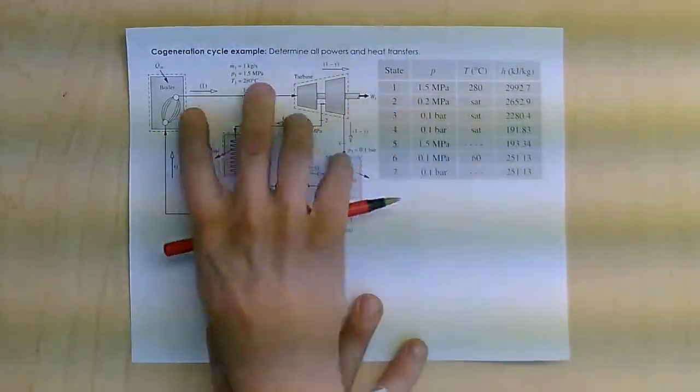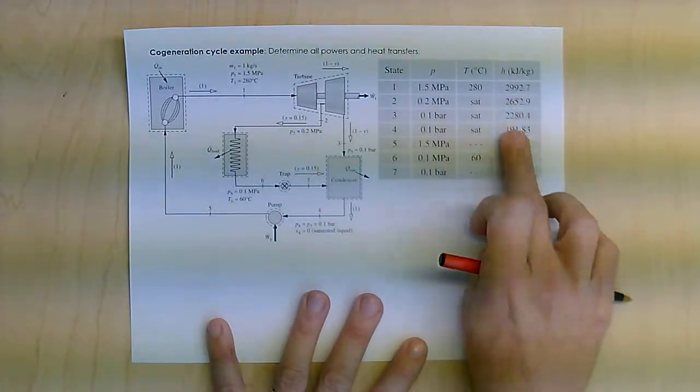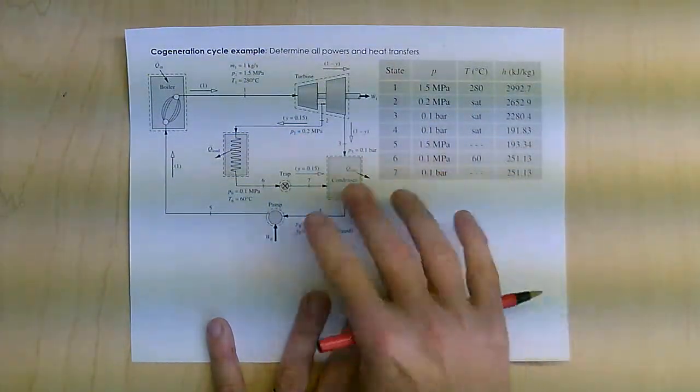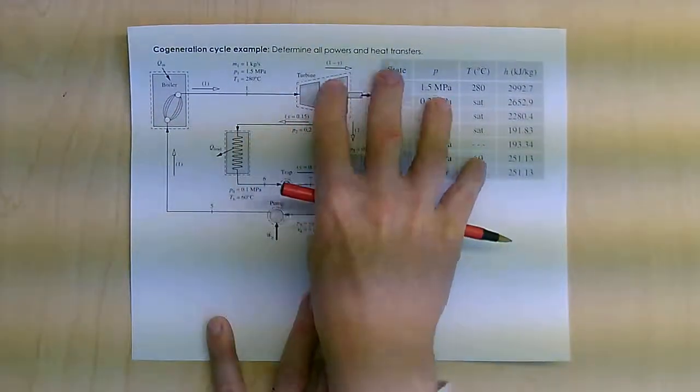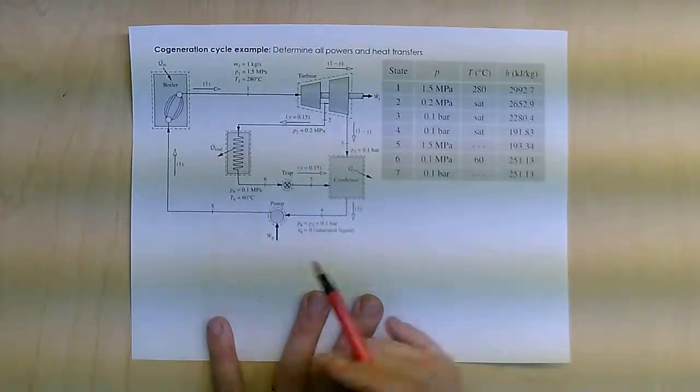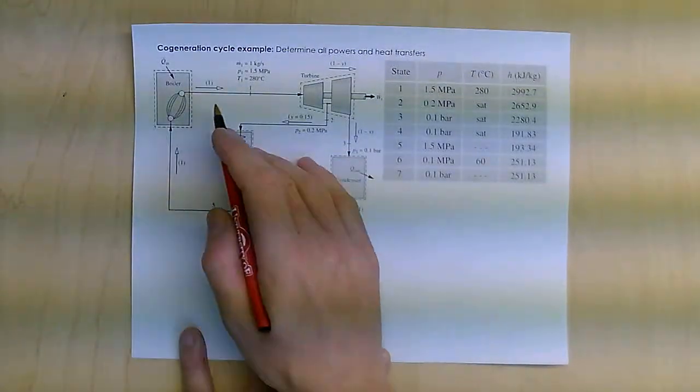So what I have here is I've got most of the things, and my H's have already been calculated for it. So I don't have to go through that process and look things up like this. All we'll do here is figure out what all the powers and things are.